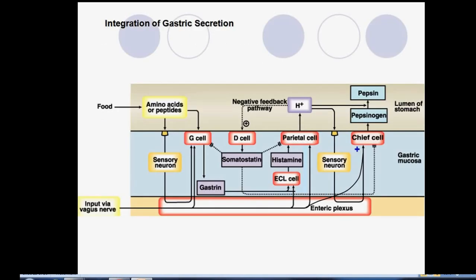This flowchart shows the integration of gastric secretion. When you see input via the vagus nerve, this is the input via the vagus nerve. When the vagus nerve is stimulated, it causes stimulation of G cells, ECL cells and chief cells. This is shown here by clicking this action. When you see this food, this is the second mechanism. When food is present in the lumen, it activates in such diagrammatic format.